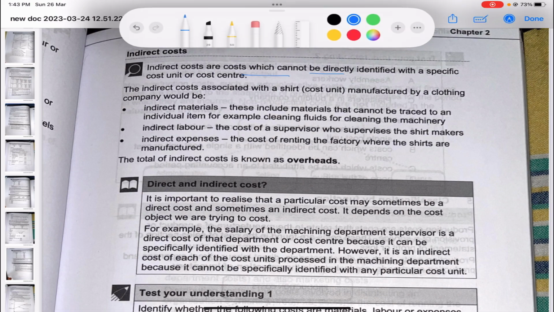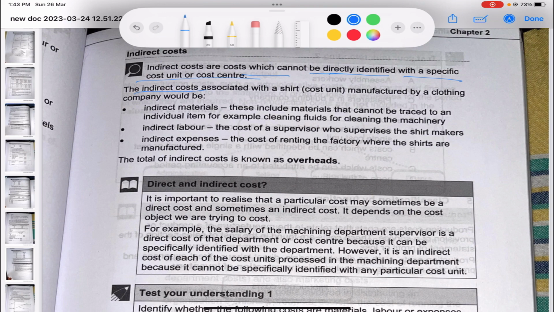Indirect cost cannot be directly identified with a specific cost unit or a cost center. So you can't directly look at a shirt and think about the rent, right? You'll be thinking about the obvious things which you can see, like the designer or the cloth and stuff like that, but you won't be thinking about the rent. You won't be thinking about the oil which has been used for the machinery which has been used to cut or something like that. So those are the indirect costs.